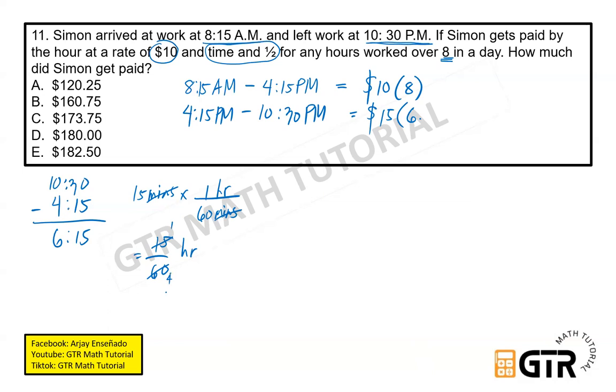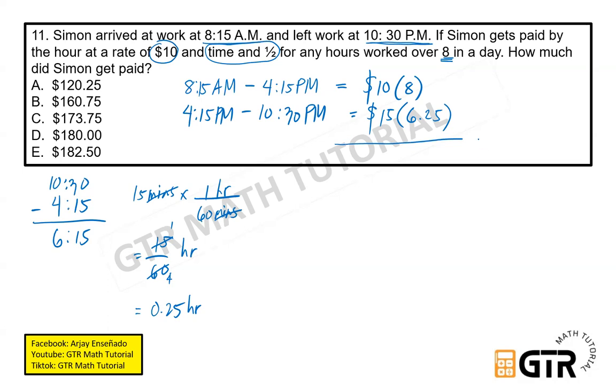So tapos, madali nang i-convert ito, kailangan kabisado nyo na yan. 1 over 4 in decimal, that is equal to 0.25 hour. Or i-divide nyo lang 100 divided by 4, that is 25. May decimal, kaya 0.25 hour. So therefore, ito ay $15 times 6.25. So tapos, i-total na lang natin ito. So kunin natin yung total niyan.